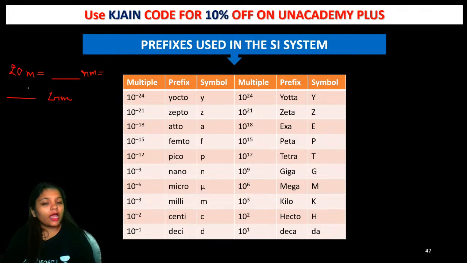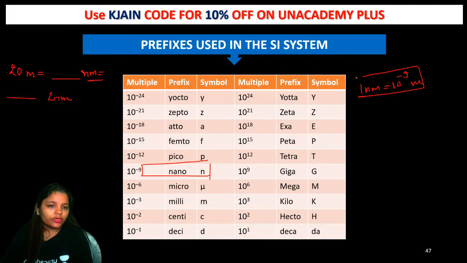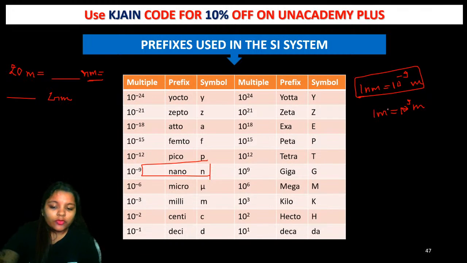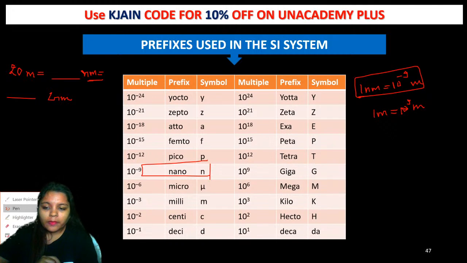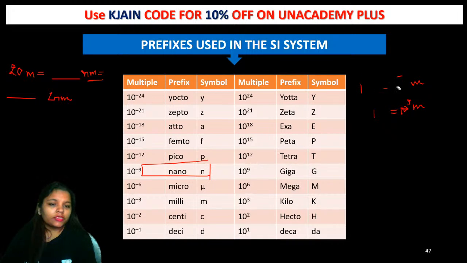Okay, the time is over. I am giving you the answer for this. See, nanometer is over here, so I will find out the nanometer. Where is it written? It is written here. I know 1 nanometer is equal to 10 raised to the minus 9 meter. Now I have been given 20 meter, how much is that in nanometer? I will first find out 1 meter. I will give you the complete solution for that.